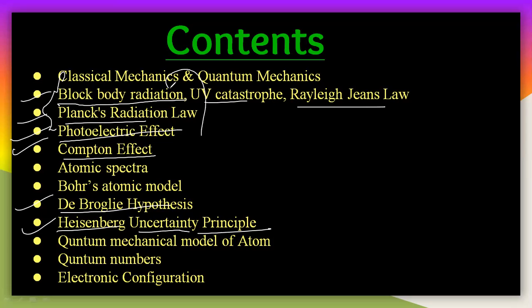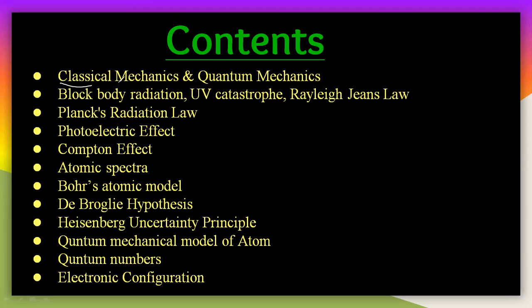But in detail, I will tell you all these things, because every topic here is a very important part of atomic structure. If you understand atomic structure well, you can easily get through the physical chemistry part, because atomic structure is a basic thing. So let us start from the atom. What is the relation between classical mechanics and quantum mechanics? Let us understand here.